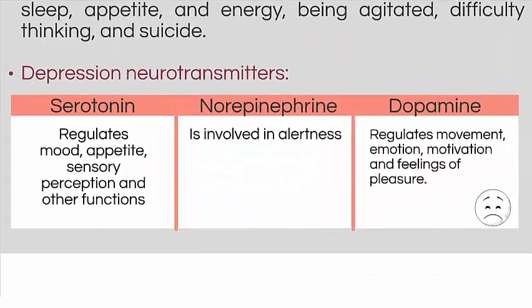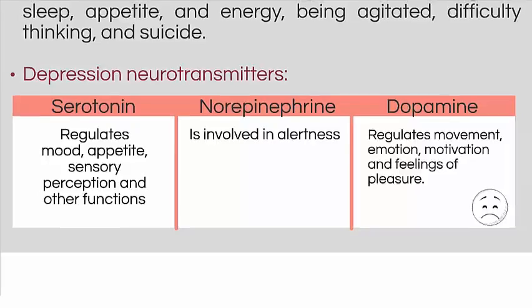Depression neurotransmitters. Serotonin regulates mood, appetite, sensory perception, and other functions. Norepinephrine is involved in alertness, and dopamine regulates movement, emotion, motivation, and feelings of pleasure.